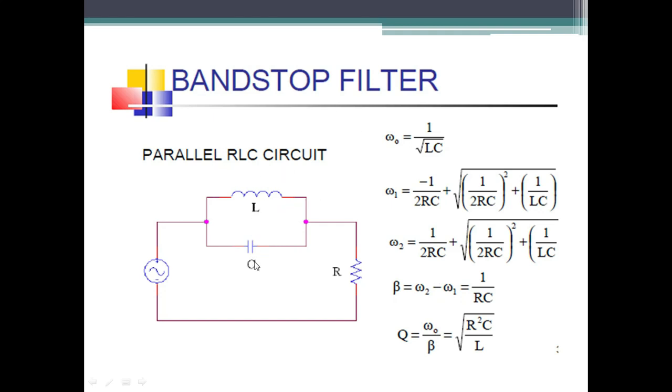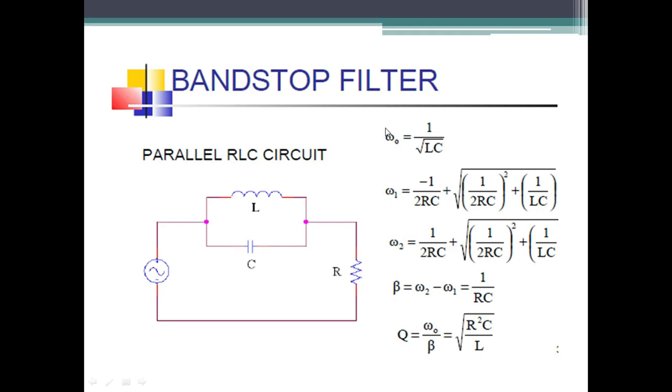In the case of the band pass filter, the resistance comes in series with the voltage source, and L and C are connected in parallel. But in the case of the band stop filter, L and C are connected in parallel, and this combination comes in series with the voltage source. This is the big difference between the band stop and band pass filter in concern with the parallel RLC circuit. And here the resistance is in series with the parallel combination of L and C.